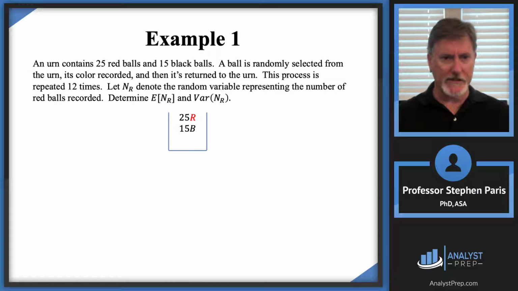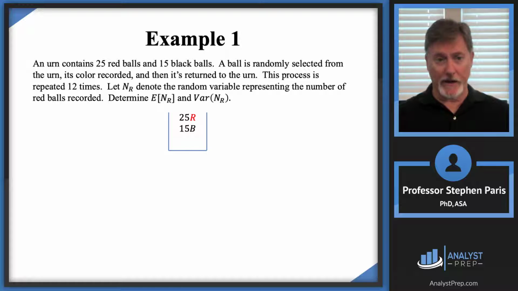So let's start with an example. Let's say that I have an urn that contains 25 red balls and 15 black balls, and a ball is going to be randomly selected from the urn. Its color is going to be recorded, and then it's returned back to the urn. This process is going to be repeated 12 times, and I want to define capital N sub capital R to be the random variable representing the number of red balls recorded. What we're ultimately going to do is determine the expected value and the variance of this random variable.